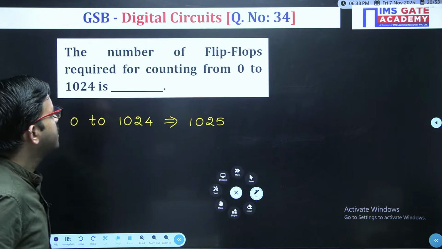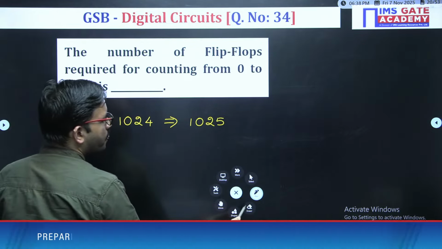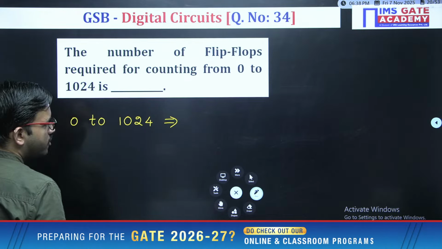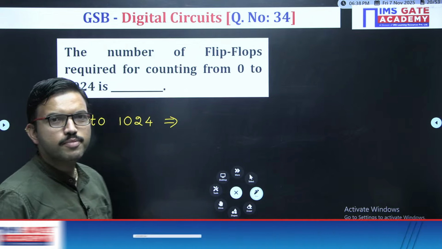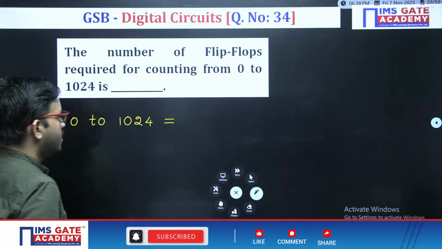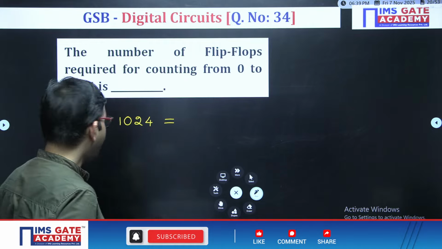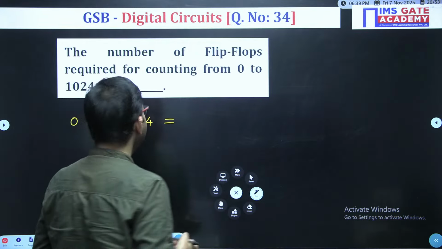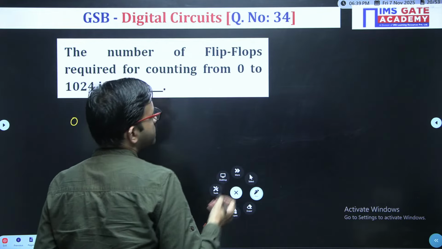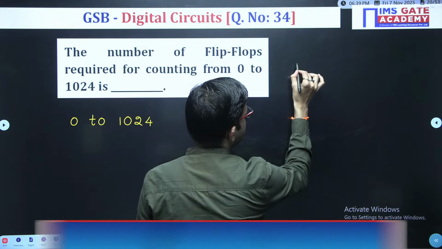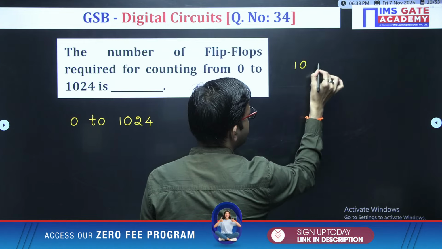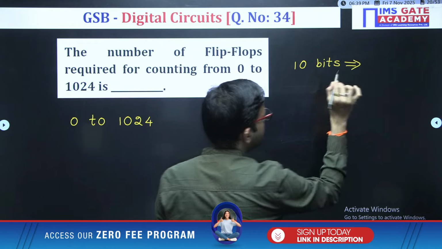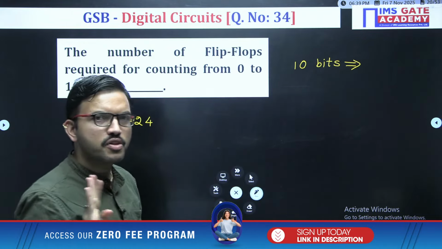That means, in this case, 10 flip-flops are not sufficient. Generally many students will answer this question as 10. That is the reason I intentionally kept it here. Okay, very simple. If you think that 10 bits are sufficient, if you have 10 bits, then the number of combinations is only 2 power 10.